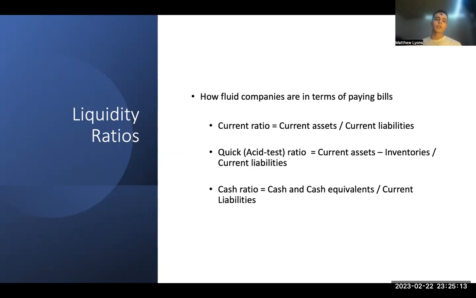So there are 3 ratios inside of this category, liquidity ratios. We've got our current ratio, we have our quick ratio, and sometimes the quick ratio is called an acid test ratio. So don't forget that. It's easy to think that they're 2 separate things, but they're not. Lastly, we have our cash ratio.